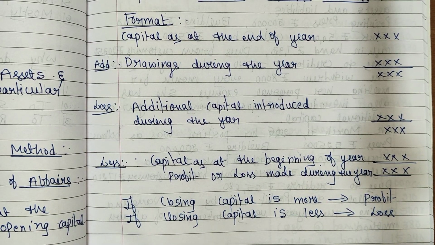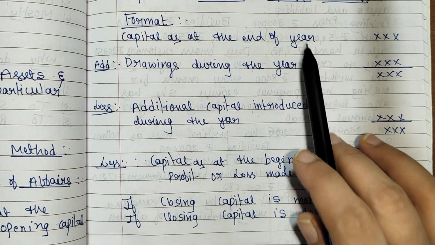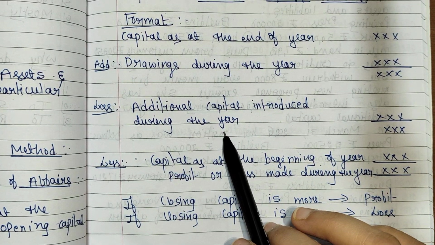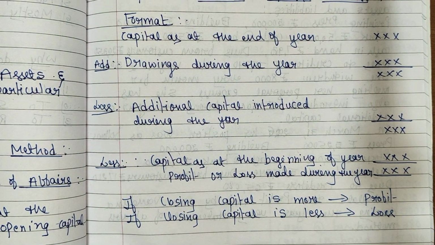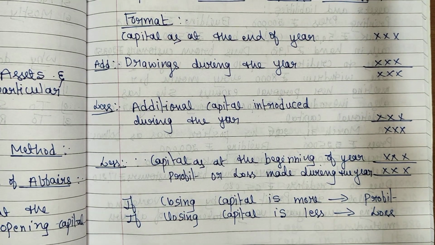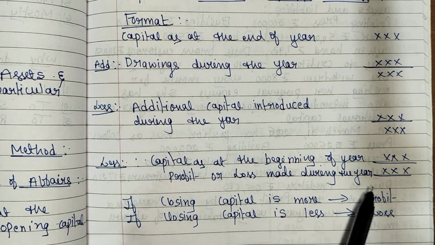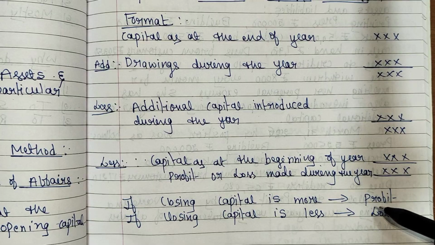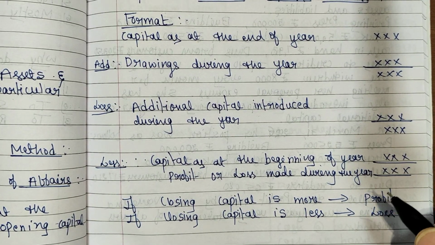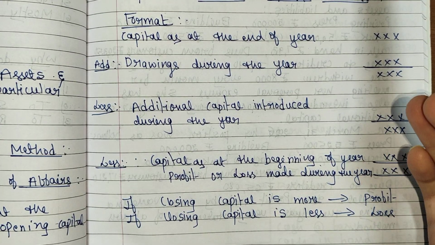In step 1 we calculated the opening capital. That one we need to deduct. First we write down the closing capital. For that we add drawings, deduct additional capital, and again deduct the opening capital. Then we arrive at the profit or loss made during the year. If closing capital is more, profit. If closing capital is less, loss. Simple, right? So this is a very simple method to calculate the profit or loss using incomplete records.